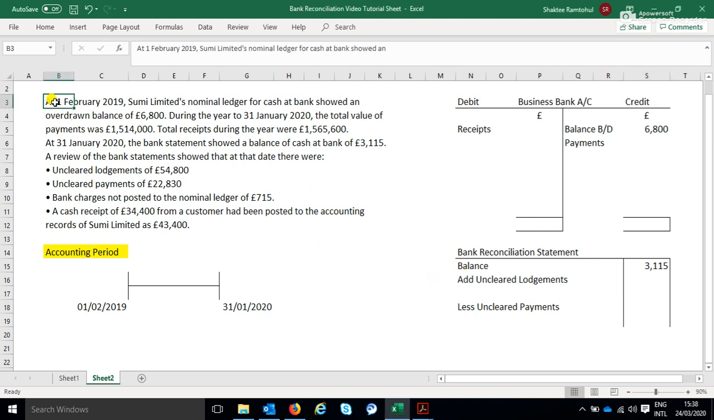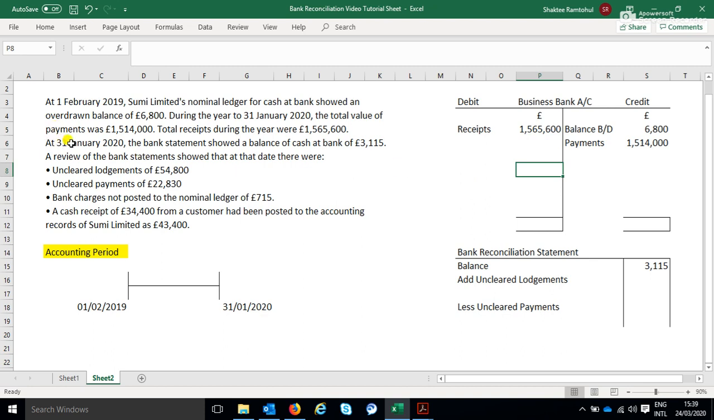So taking you back to the same example, at 1st of February 2019, Sumi Limited's nominal ledger for cash at bank showed an overdrawn balance of 6,800. So I've put that balance here, showing an overdrawn balance. And then we're told during the year the total value of payments was 1,514,000. We're also told during the year there were receipts of 1,565,600.